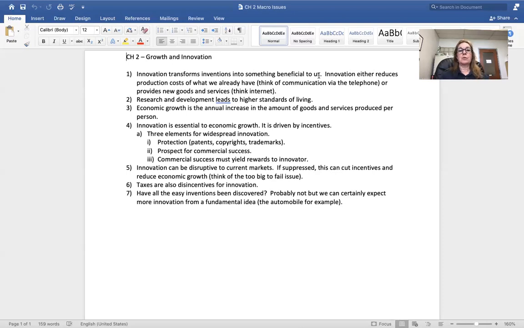Innovation is one thing, and inventions are another. There can be millions of inventions, but innovation usually encompasses two key things. It either reduces the production costs of what we already have, or it provides new goods and services. Think of communication via the telephone.